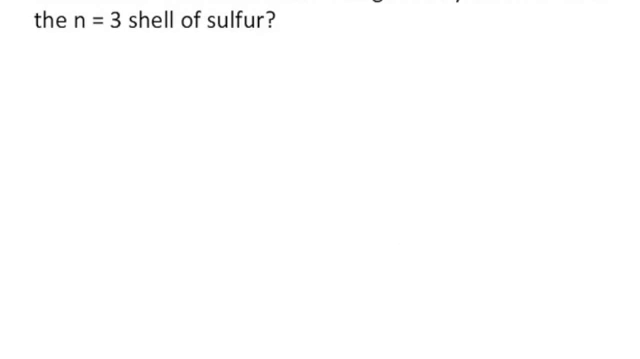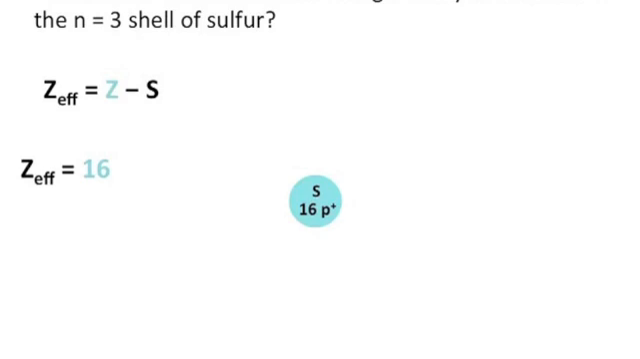What is the effective nuclear charge felt by an electron in the N equals 3 shell of sulfur? Remember that the effective charge is equal to the number of protons in the nucleus minus the number of inner shell electrons. The atomic number of sulfur is 16, and that means sulfur has 16 protons in the nucleus. Now let's start diagramming the electrons around the nucleus of sulfur. Remember that for a neutral atom, the number of electrons is equal to the number of protons. And so a neutral sulfur atom has 16 electrons.